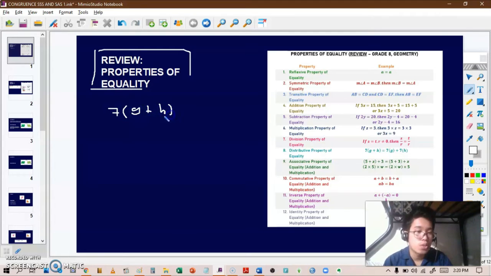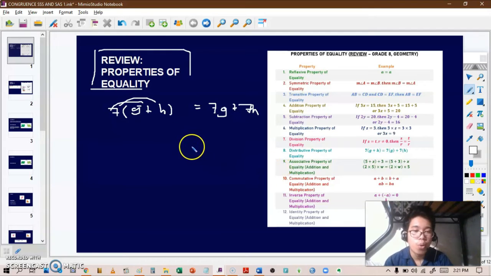Okay, so that means we simply distribute 7 to both g and h, and therefore we get 7g plus 7h as our answer here for the distributive property of equality. And then we have the associative property of equality. So this only works for addition and multiplication.